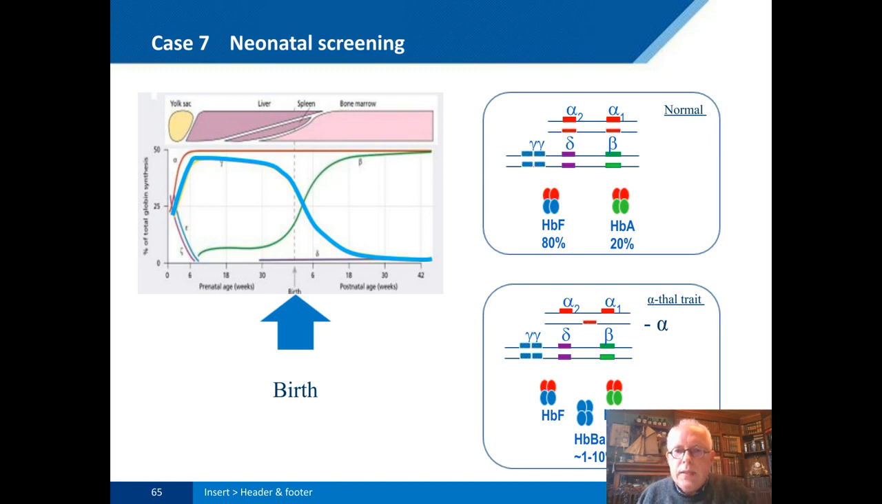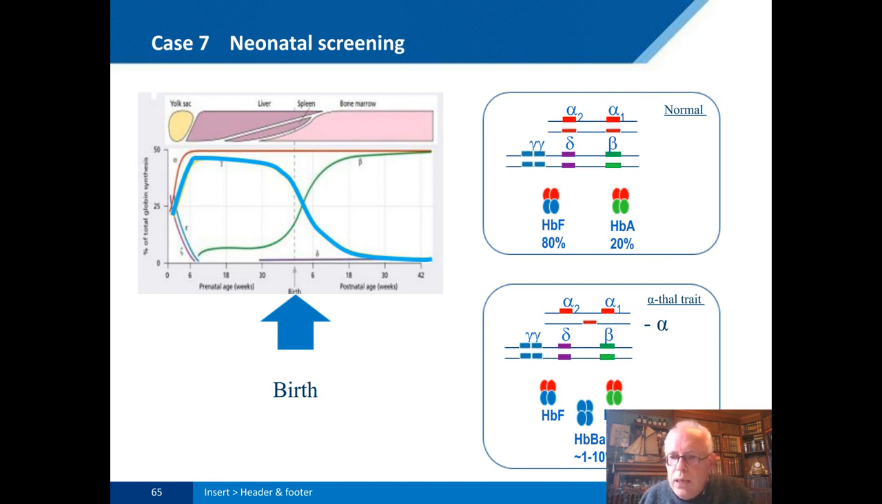Last case is one which we obtained from neonatal screening. You can see the switch here. This is around birth. The normal situation, you have in a baby the active alpha genes, the beta genes, and the delta is not active yet. And we have the gamma, which is expressed and gives hemoglobin F. So around birth, a normal baby is about 80% hemoglobin F and some 20% hemoglobin A.